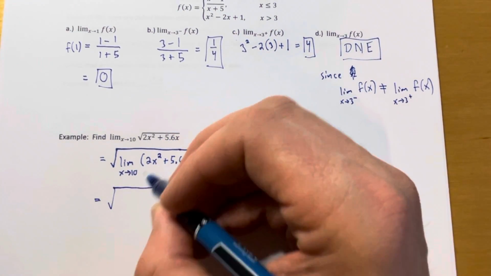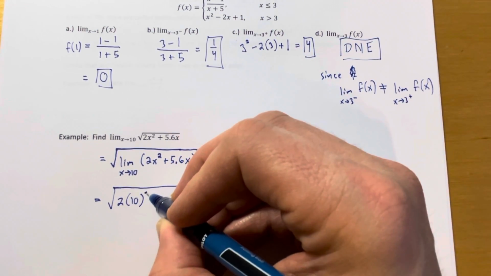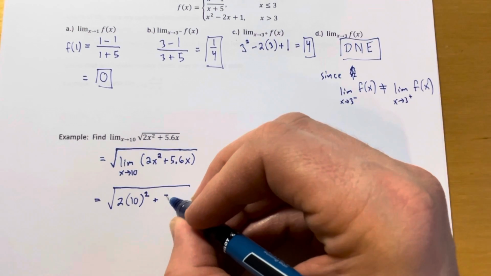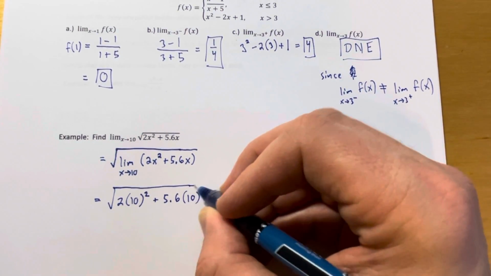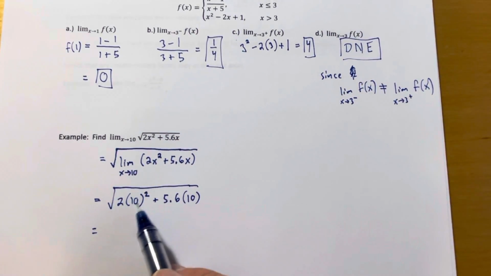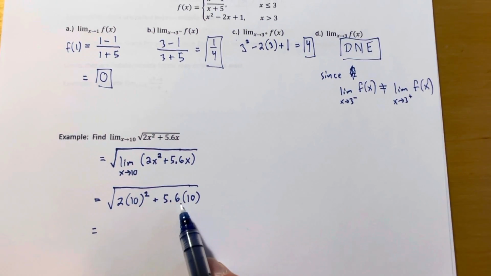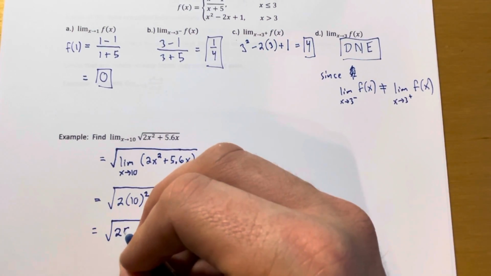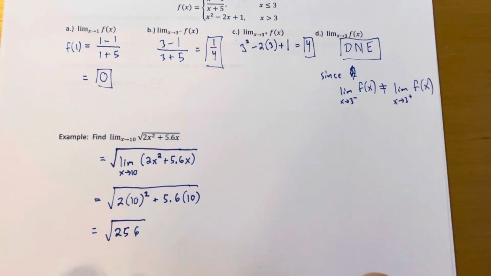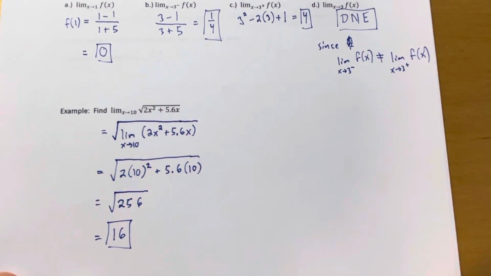Okay, so that's 2 times 10 squared plus 5.6 times 10. 10 squared is 100 times 2, that would be 200. 5.6 times 10, when you multiply by 10, it just bumps the decimal point over, so that becomes 56. So 200 plus 56 is just 256. This is actually something that has a nice square root. The square root of 256 is 16.